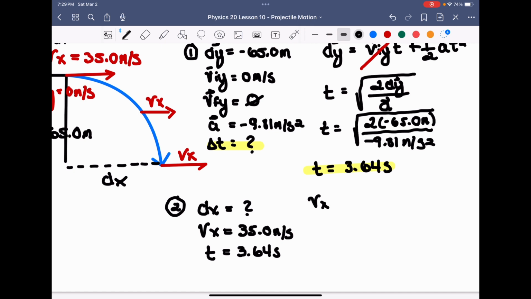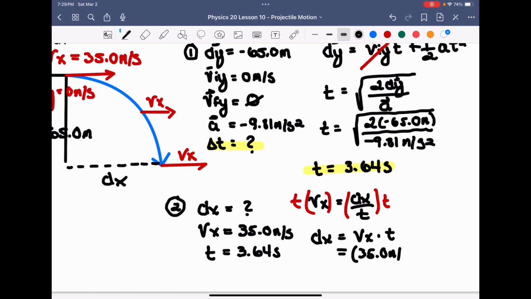We're going to start off with our original equation, v equals dx over t. I'm going to multiply up the t to both sides. So let's put this in brackets. Brackets around this one too. Multiply them by t. I'm going to get dx is equal to vx multiplied by the t, which means this is going to be equal to 35.0 meters per second multiplied by the time it spends in the air, which is 3.64 seconds. Therefore, the horizontal distance this thing travels while it's in the air is equal to 127 meters to the nearest third sig dig.